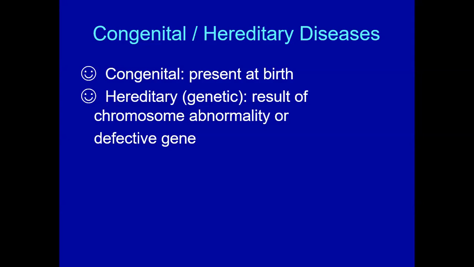The second one is hereditary. Hereditary disorders are genetic disorders, resulting from chromosome abnormalities or defective genes. They include autosomal disorders like autosomal dominant or recessive disorders, and sex-linked disorders.